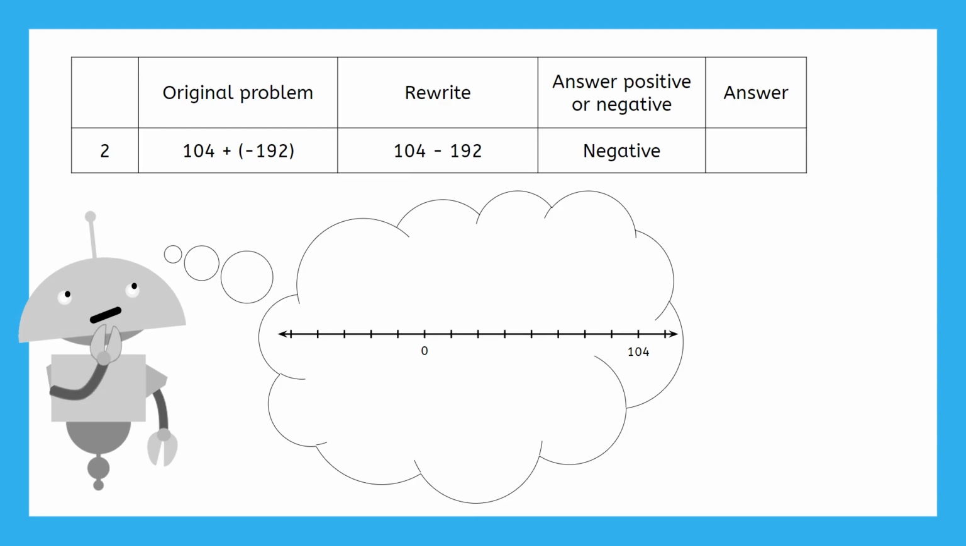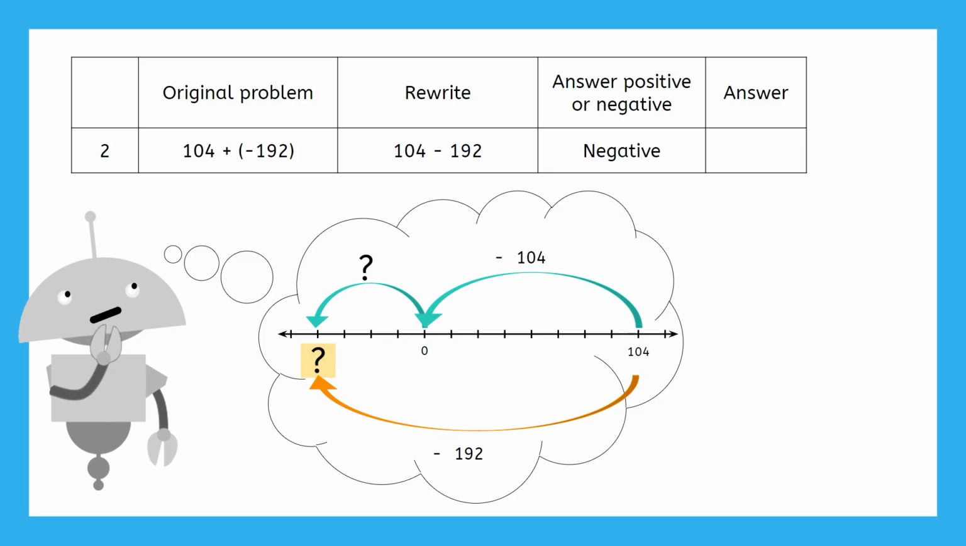Number 2 has us start at positive 104 and move to the left 192. We will end up in the negative numbers, but where will we land? We find ourselves in a similar situation as number 1. We can see from our number line that 104 plus something else will add up to 192. And we could find that something else by doing 192 minus 104. This equals 88. And since we're in the negatives, we see when we subtract 192 from 104, we land at negative 88.